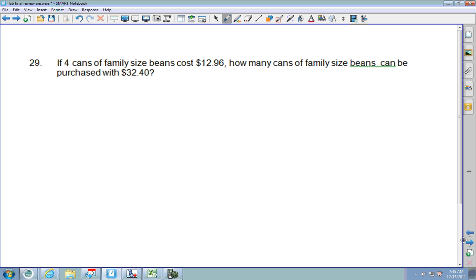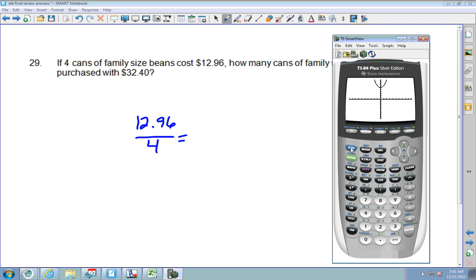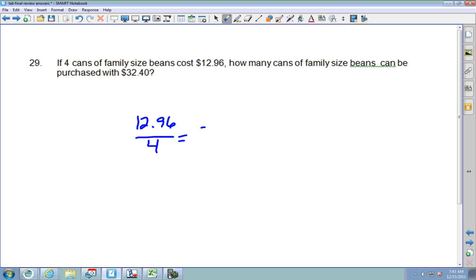Number 30. If 4 cans of family-sized beans cost $12.96, how many cans of family-sized beans can be purchased for $32.40? Okay, 4 cans cost this much. So how many cans, you could do this a couple ways. You could set it up as a ratio and a proportion, but I would do it like this. I would take $12.96 and divide it by 4. How much does each can cost? So if I go in my home screen here, I put in there $12.96 divided by 4. It's $3.24.